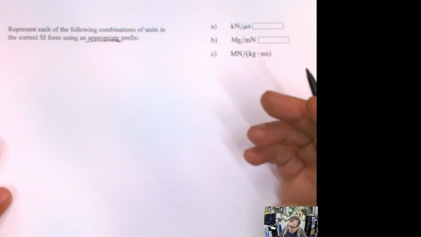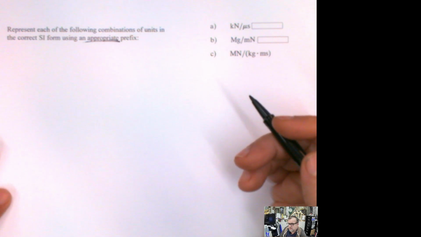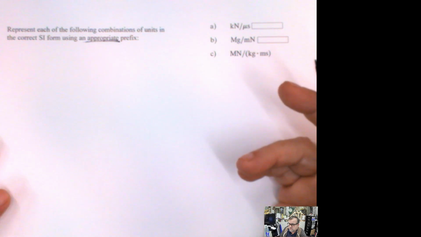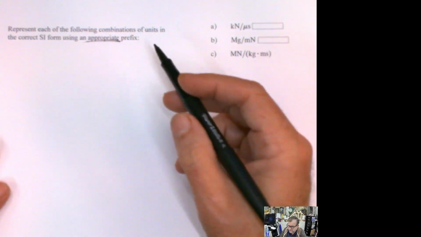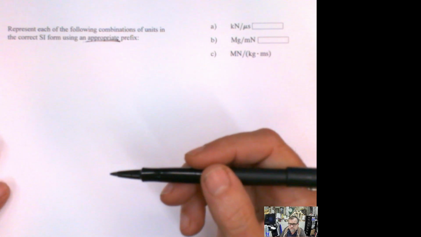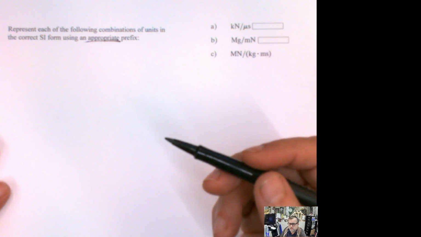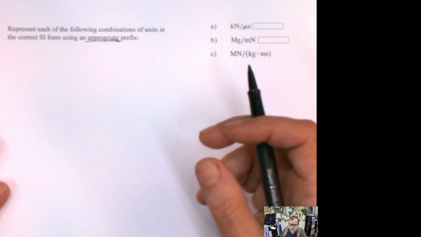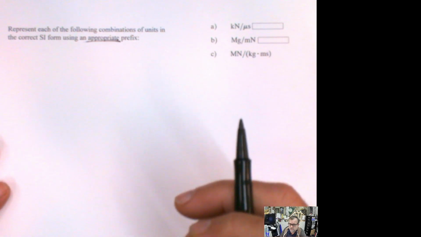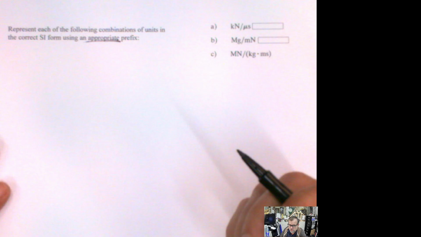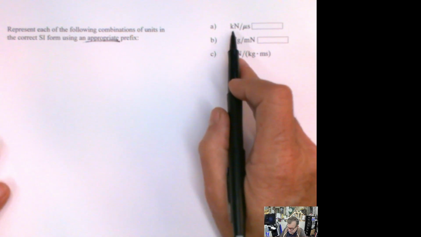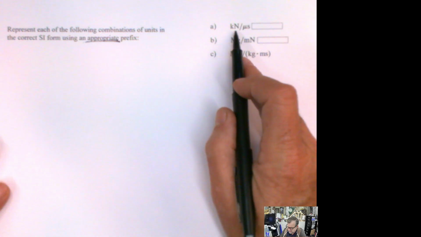There are several ways that you can do that, but the elegant, accepted way, and basically the only real rule, is that you shouldn't use any prefix in the denominator except for kilogram. That's the only one because that's kind of the root in the SI system, kilogram. But for the rest of them, you should try to express them, if possible, in the denominator without prefixes. So, for example, the first one says kilonewton.